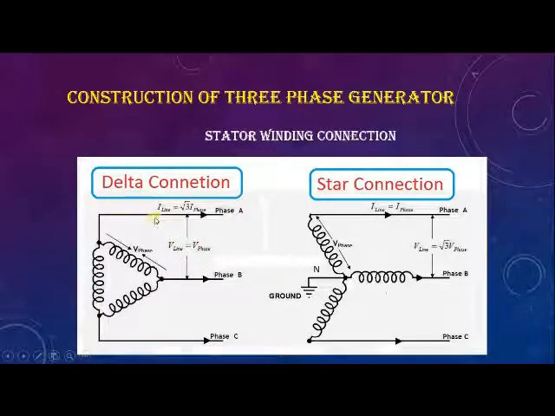But line current is not equal to phase current. Line current is the current flowing through this conductor, and phase current is the current flowing through this winding. The phase currents from these two windings combine to form this line current. So line current is equal to root 3 times phase current.